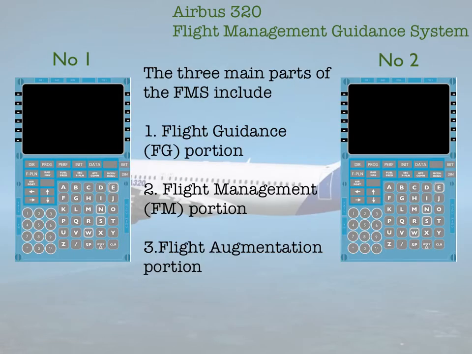There are three main parts of the FMS. They include the flight guidance portion, the flight management portion, and the flight augmentation portion. The Flight Management and Guidance System, FMGS, provides predictions of flight time, mileage, speed, economy profiles, and altitude. It reduces cockpit workload, improves efficiency, and eliminates many routine operations generally performed by the flight crew.